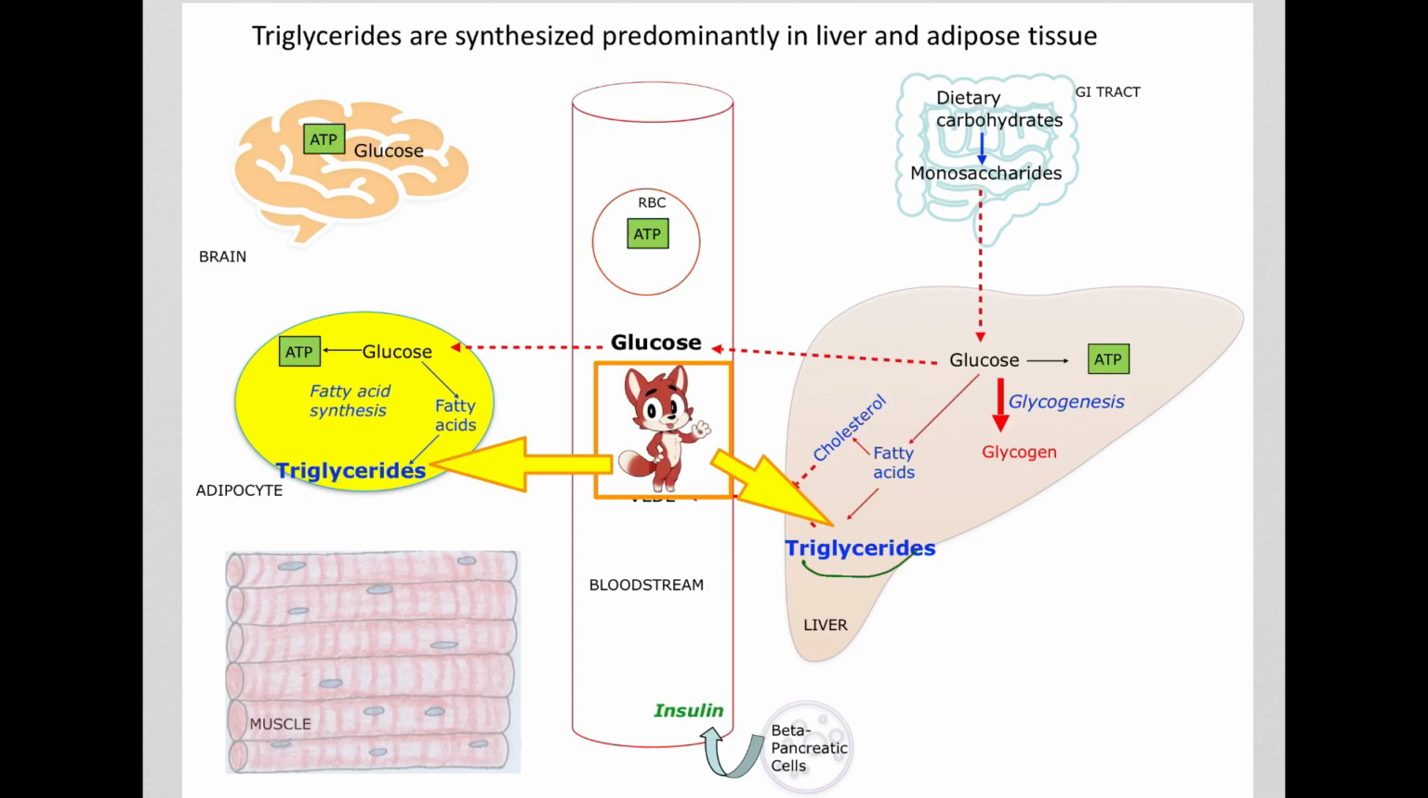If we do see large amounts of triglycerides in the liver, that's pathological, and that is called fatty liver. Okay, so triglycerides, although they are made in the liver, they are not stored in the liver. The triglycerides are exported as VLDL. However, triglycerides in the adipose tissue are actually stored in the adipose tissue.